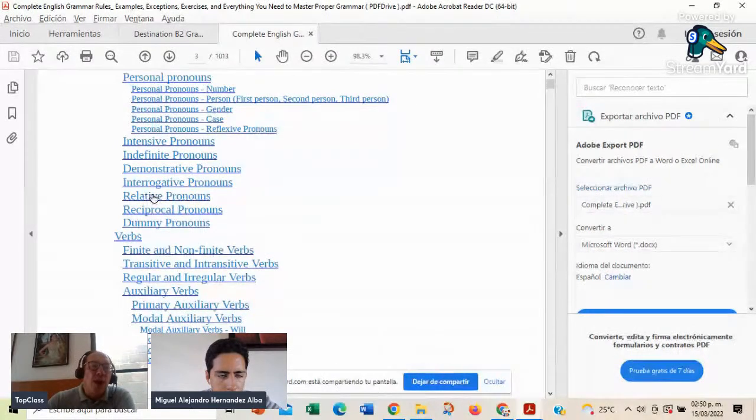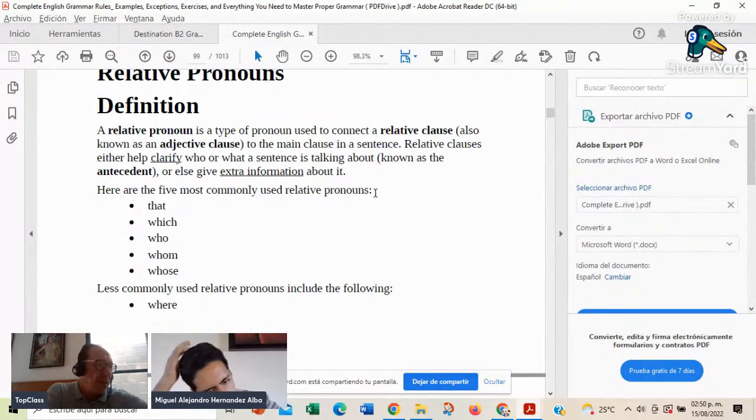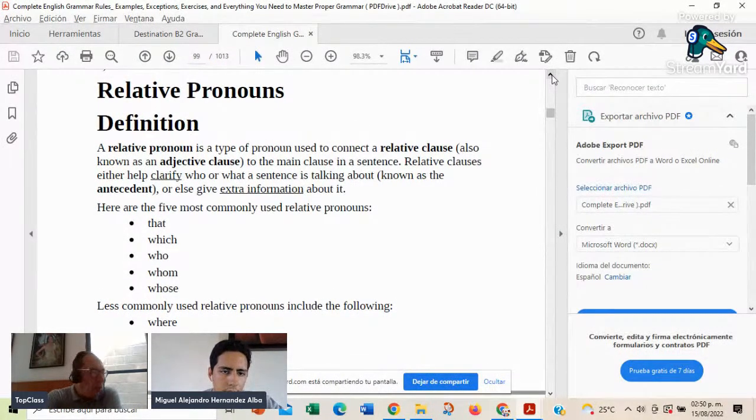He's a person who I met. That is the class which I like, right? So you can use that, which, who, whom, whose. And they are very important because they connect clauses with different ideas or intentions. Let's take a quick look at that, please, because that is an advanced topic.